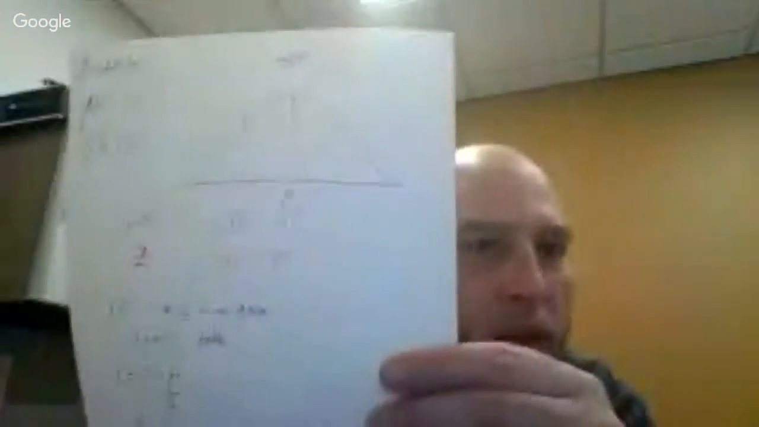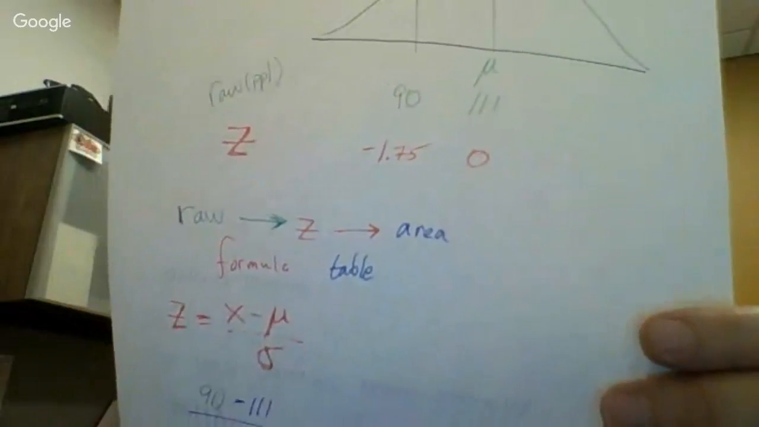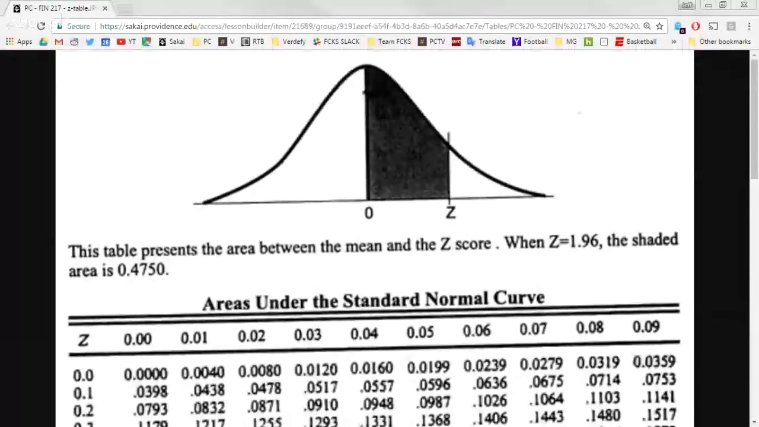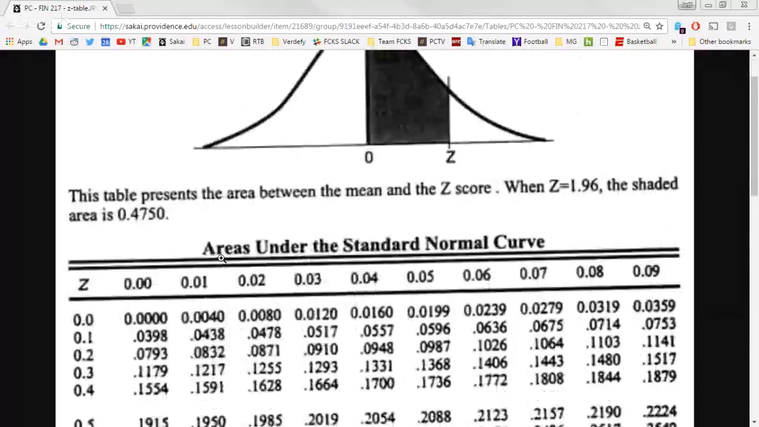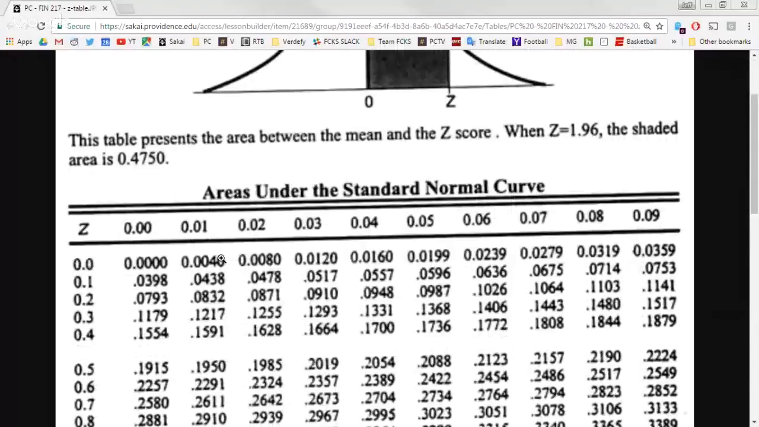I need to find an area from my table. A table looks like this. Oh, look at that. It was some sort of neat camera trick. Here's my table. It looks a little nicer than me holding it up.